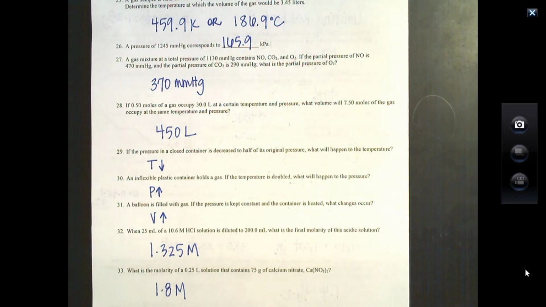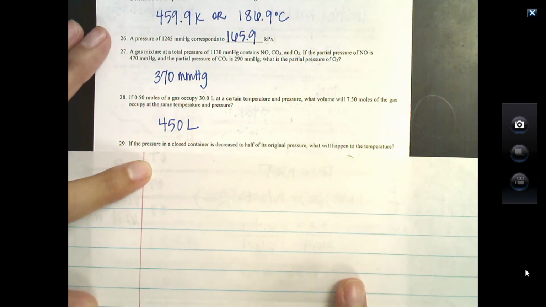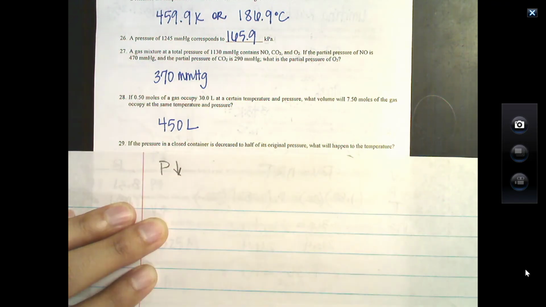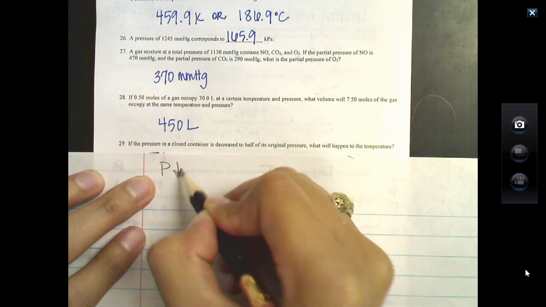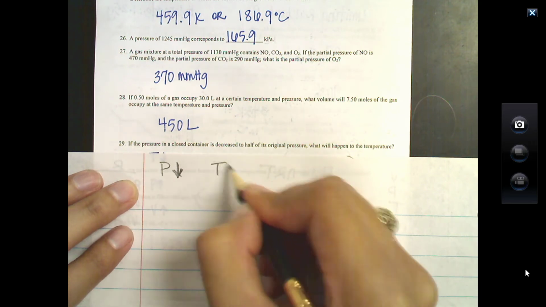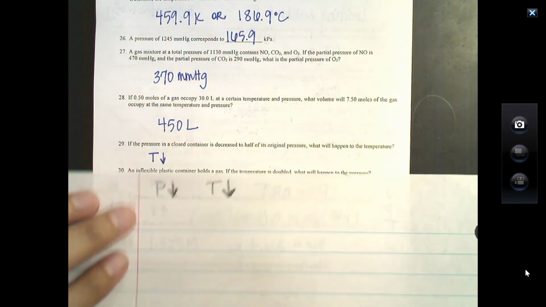Alright, number 29, 30, 31, we'll just talk through those really fast. Number 29 says, if the pressure in a closed container is decreased to half its original pressure, what will happen to the temperature? You need to know how these are related. If pressure decreases, that means the number of collisions are decreasing, my molecules are moving slower. That happens at a lower temperature. So these are directly proportional.